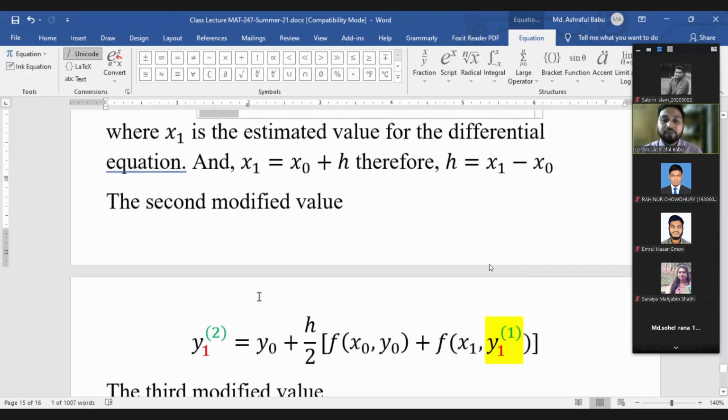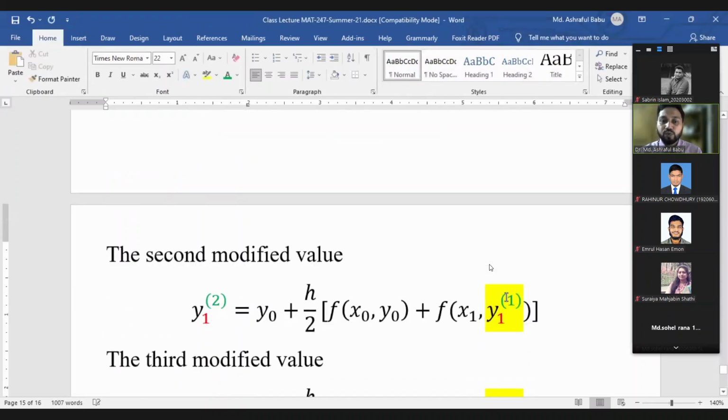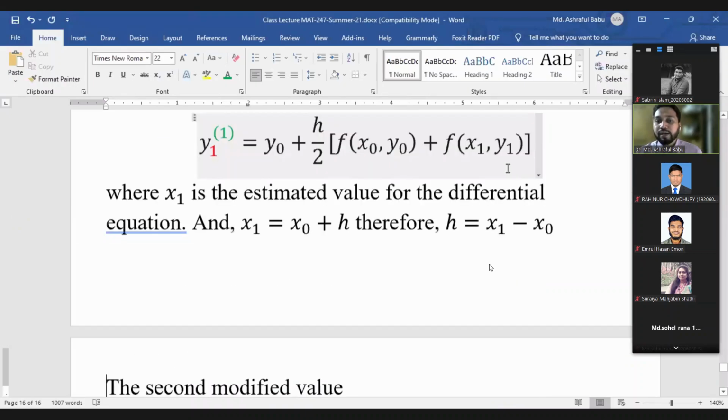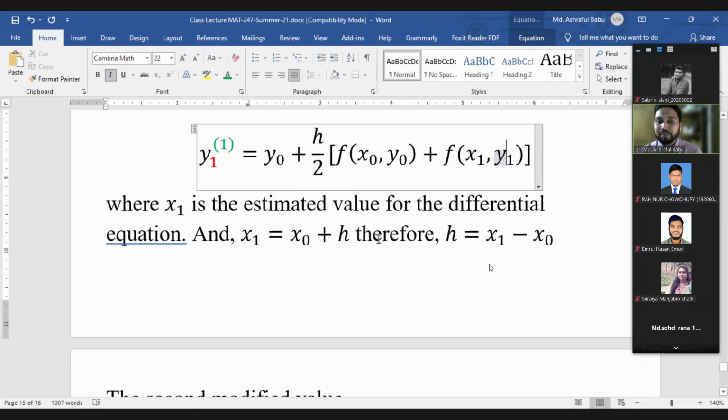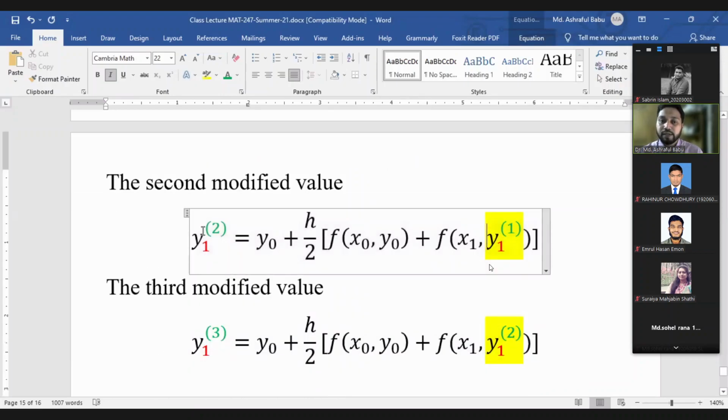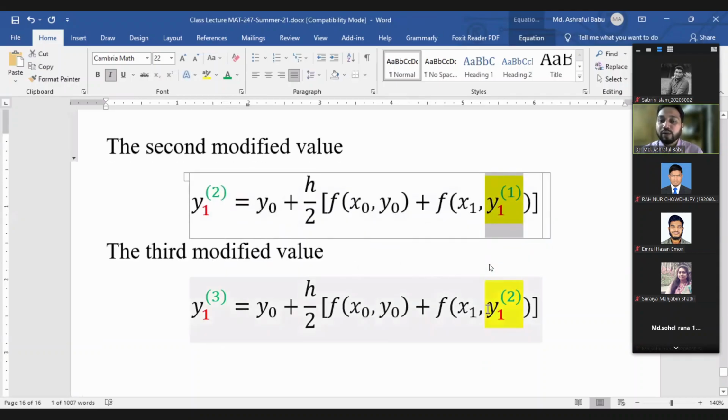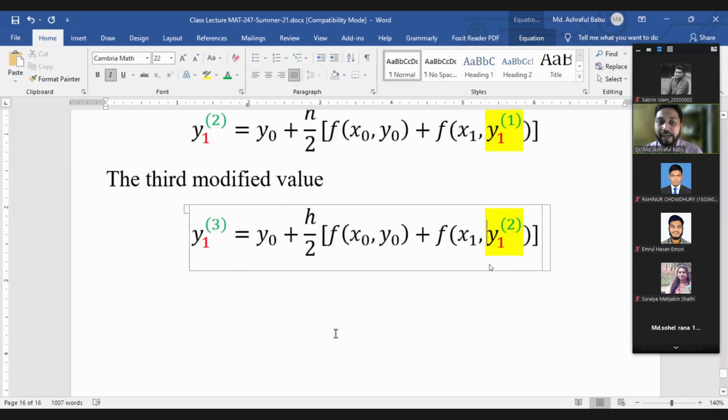Now for the second modified value, we have to replace y1 in the same equation by the y1 of the first modified value, the last approximate value we found. In the second modified value, we put the first modified value. And if you want to find the third modified value, we put the second modified value. And so on, we continue this process. So how long do we have to continue?